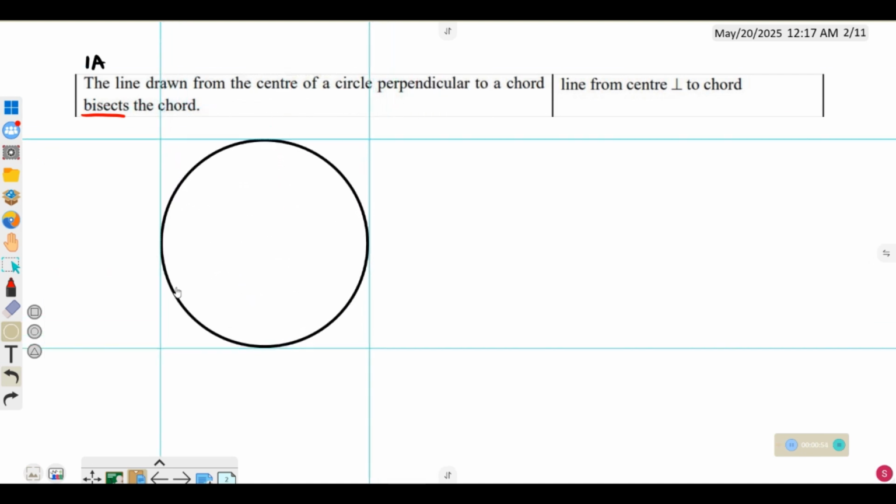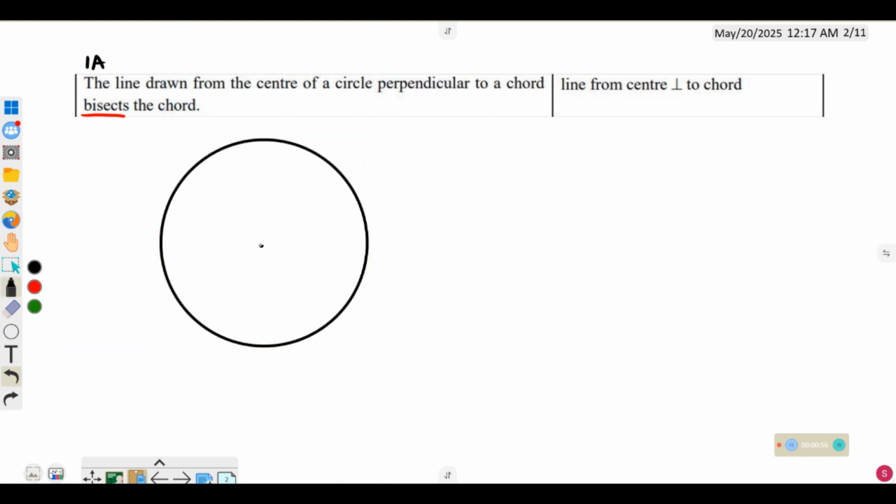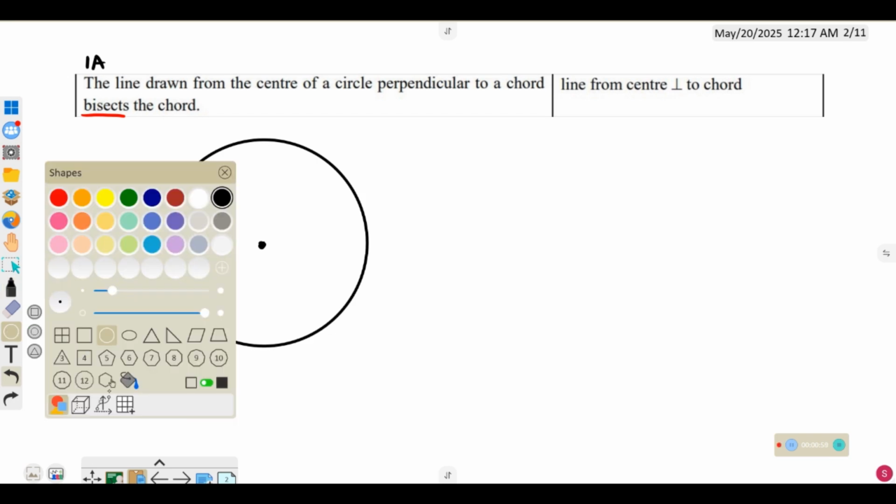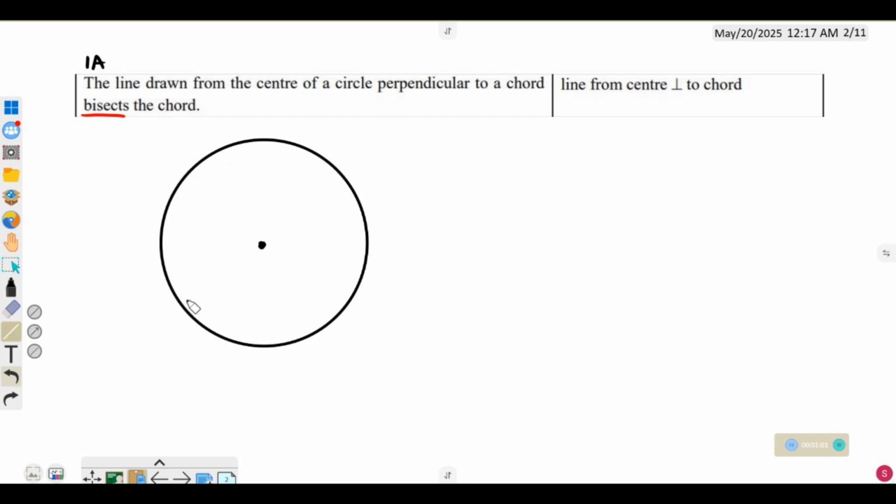If you have a circle that has a known center, which is that right there, and you have a chord, remember in our previous lesson we said a chord is a line that is drawn from the circumference to the circumference, but doesn't necessarily go through the center. So when you have a line that is drawn from the center, which is usually denoted O, such that it is perpendicular to the chord, it will do what? It will bisect the chord. It will cut the chord into two equal parts.